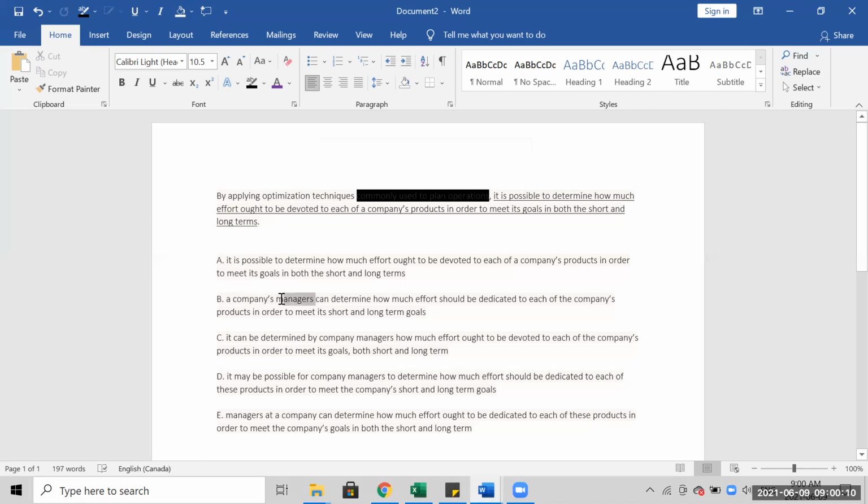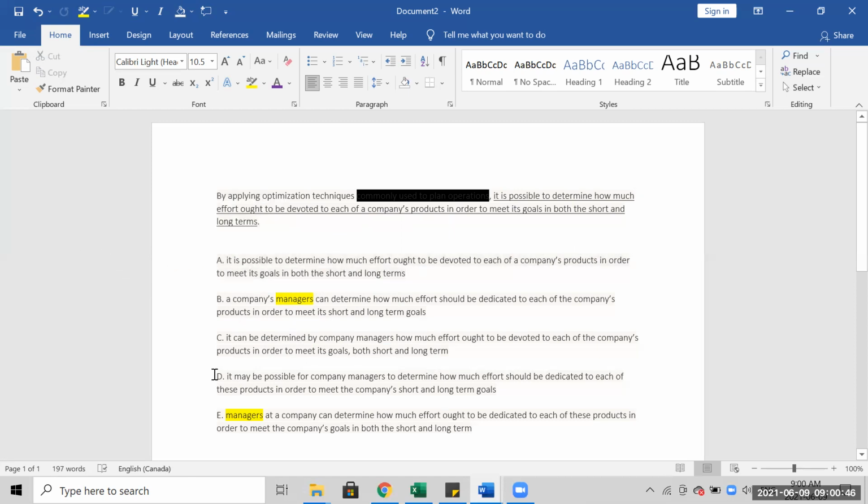I like the fact that this comes after. I think I'll just stick between B and E because A, C, and D have that dummy pronoun. It may be possible for managers. It can be determined by managers. The word managers is completely gone from this. The word manager is not even here.